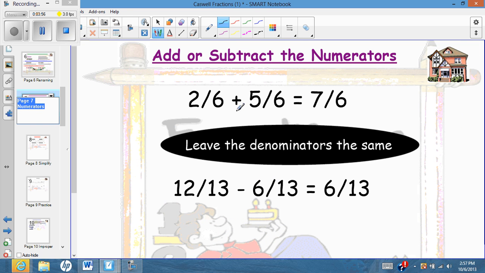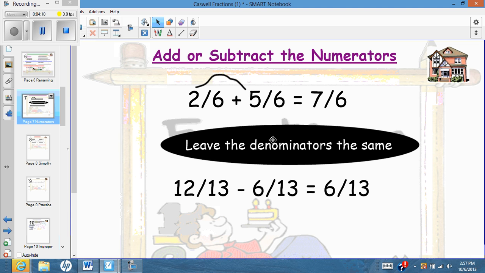Okay, so now we add these fractions, but they have the same denominator, so it's really easy. You just add the numerators. You take the numerator plus the numerator, and that gives you 7 over 6, and then we have to rename that because that's an improper fraction, or simplify rather. Okay, 12 over 13 minus 6 over 13. Again, the denominator is the same, which makes it easy for us. 12 minus 6 gives us 6, and we have 6 over 13. That can't be simplified anymore.